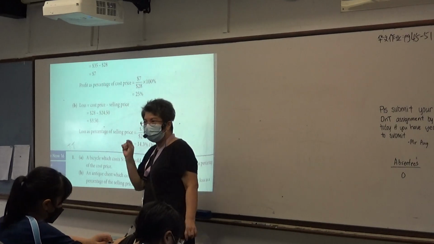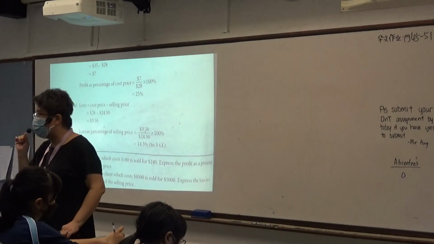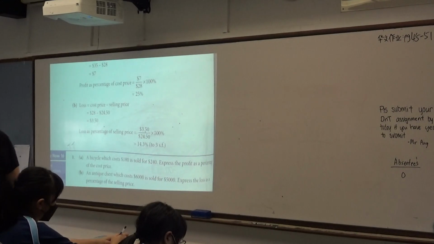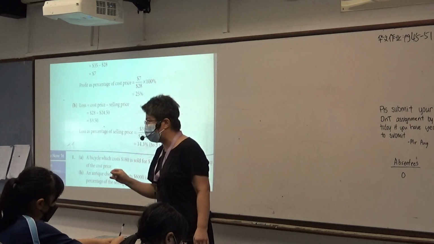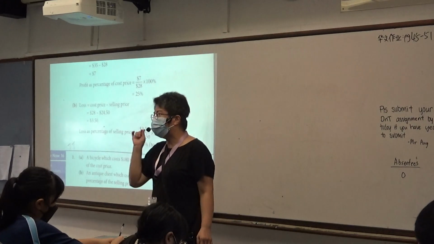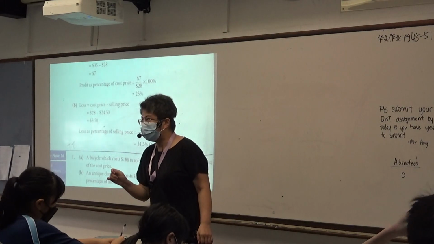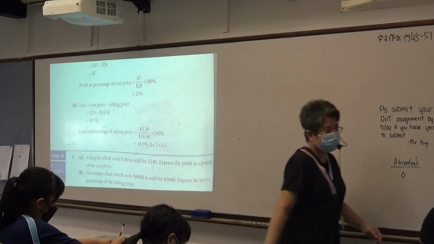Understand? But let me reiterate this again. When they ask for percentage profit or percentage loss, it must be the cost price. It's never the selling price. Understand? Because we want to measure whether you gain or you lose. Is that clear to everyone? Okay, now next example.